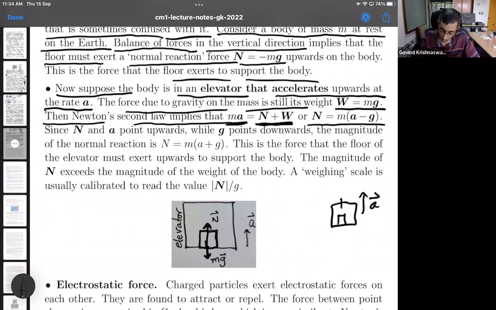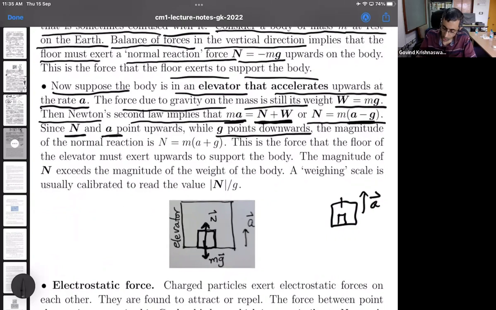In Newton's second law, N points upwards, a points upwards as well, and g points downwards. So a and g point in opposite directions. When I look at a minus g, in magnitude, it is actually a plus g. Suppose we say that upwards is the positive direction, then minus g also points upwards, and a points upwards. So a minus g is actually the sum of the magnitudes. So we conclude that the magnitude of this normal reaction force is mass times (a plus g).